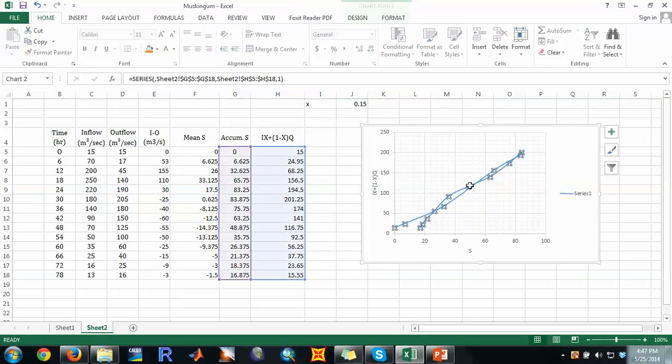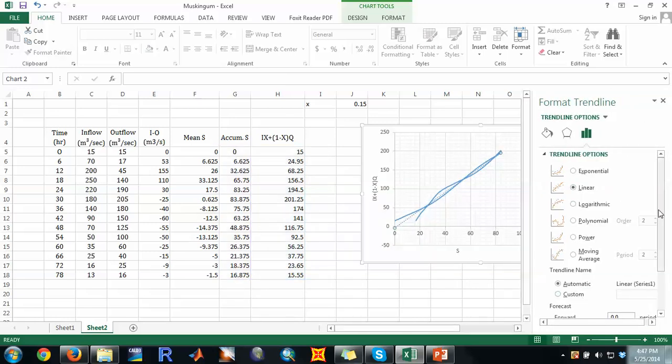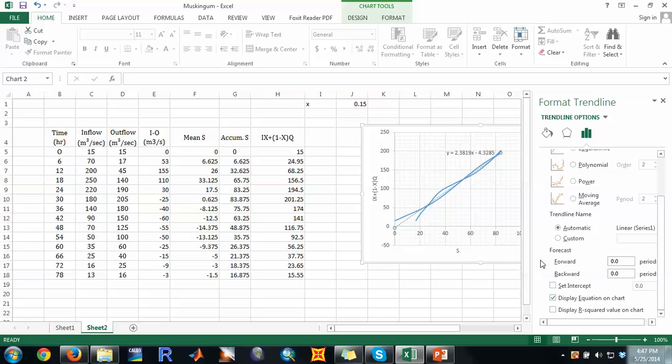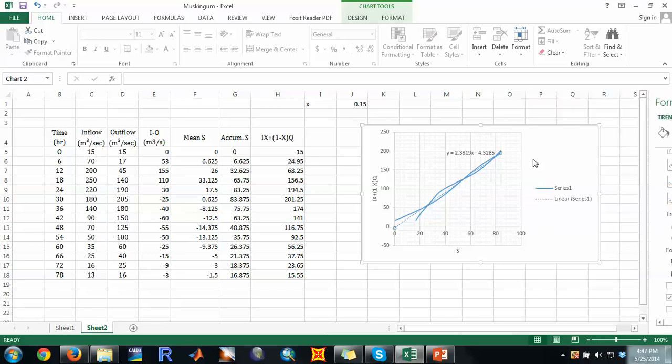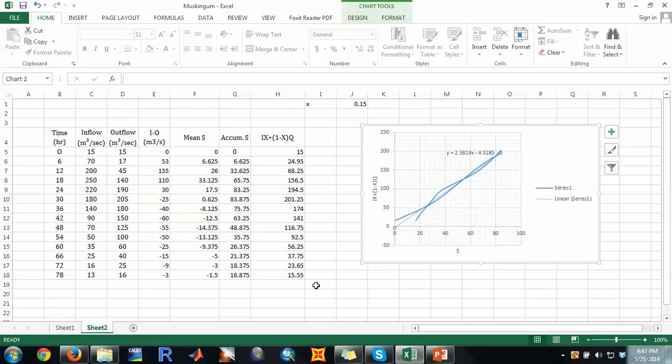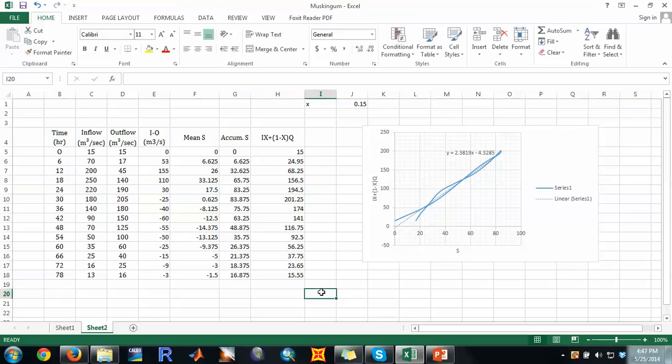Once you find this, fit this line with a linear trend line and display the equation on the chart. The slope of this equation will give your k value. So the inverse of the slope, which means 1 over 2.3819, will be your k value in days. So this is how you do the Muskingum routing in Excel sheets.